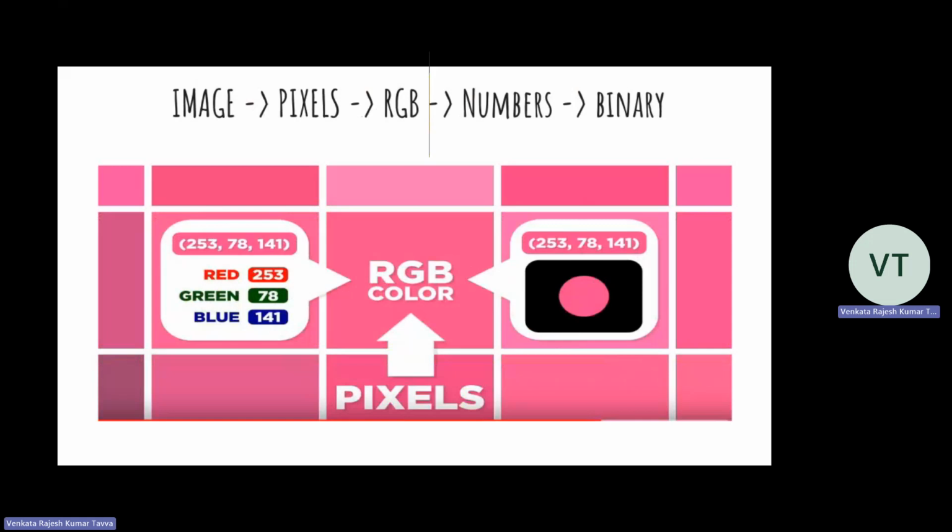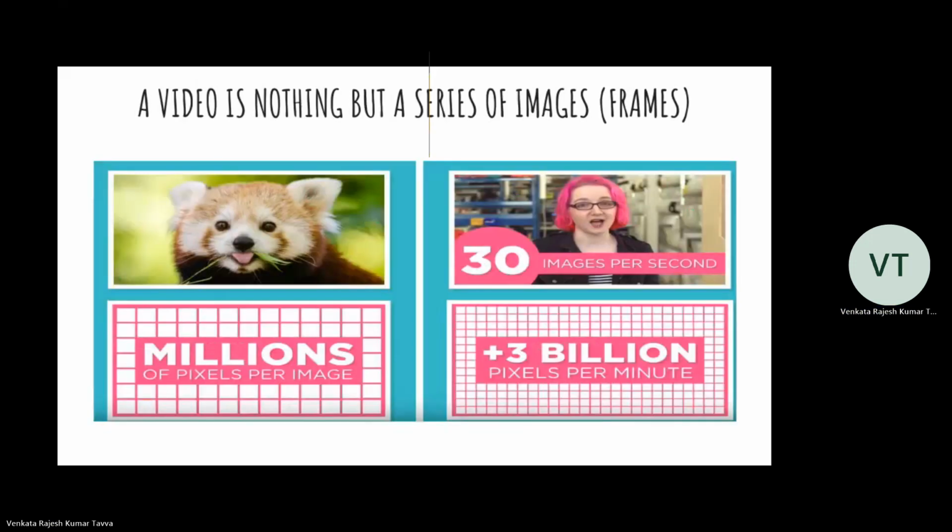So video will be broken down into images, images will be broken down into pixels, pixels are broken down into RGB values. Each RGB value is a decimal number, that decimal number will be converted to a binary number. So if an image is a series of pixels, a video is nothing but a series of images. That's it. Right? A video is nothing but a series of images or frames.